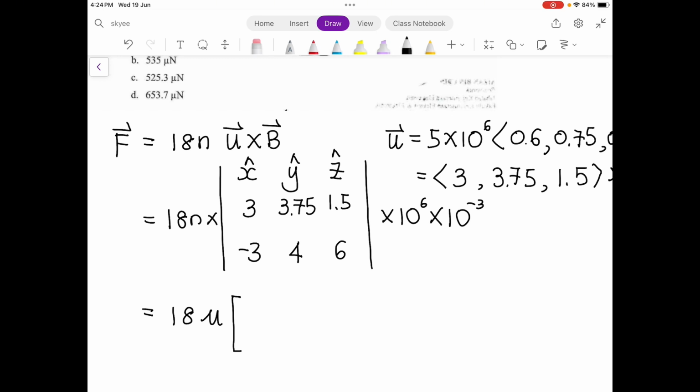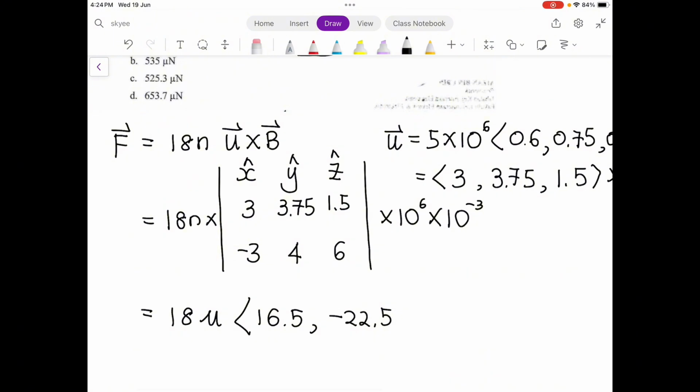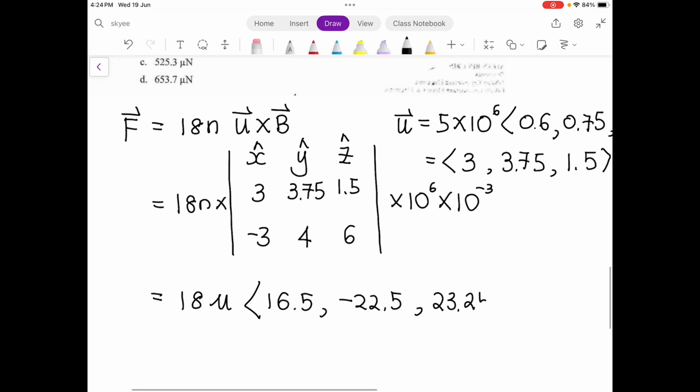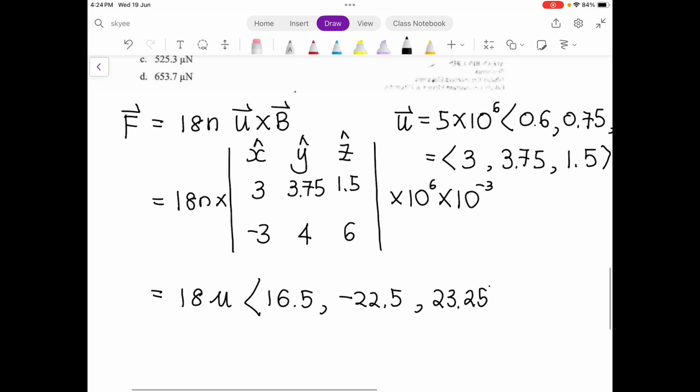Go to vector A, cross product with the vector B. Okay, so let's straight away write the answer. The answer is 16.5, and then negative 22.5, and then 23.25. Okay, so this one will be your answer.